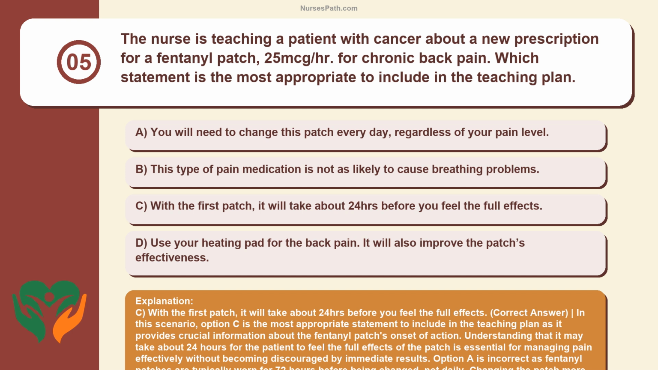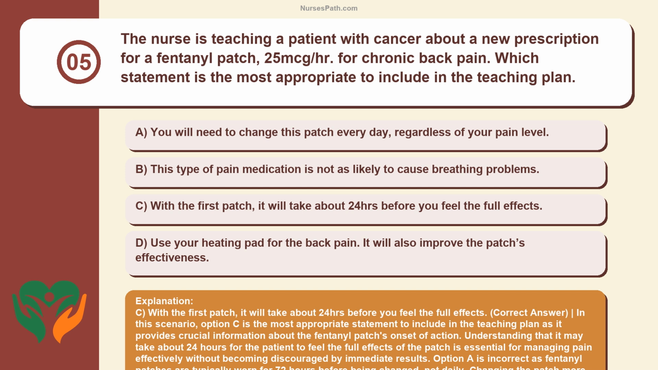Option A is incorrect as fentanyl patches are typically worn for 72 hours before being changed, not daily. Changing the patch more frequently could lead to overdose. Option B is incorrect because fentanyl, being a potent opioid, does have the potential to cause respiratory depression, especially if used improperly or in high doses.